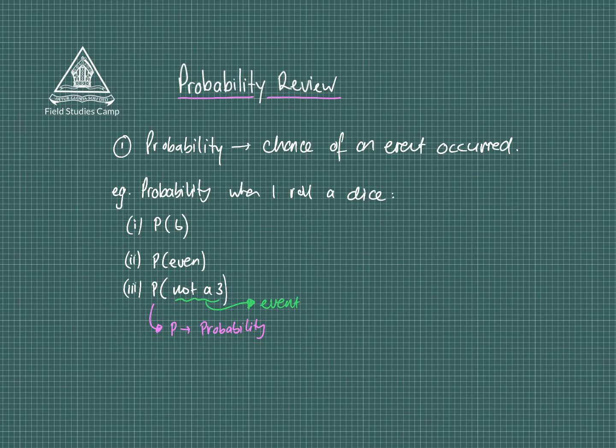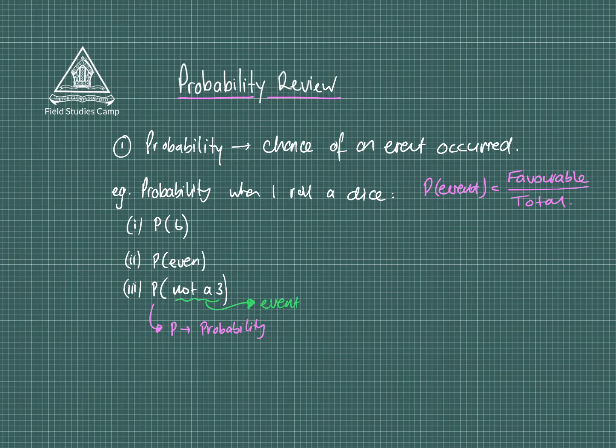Now, if I want to answer that first one, hopefully we remember that we can find the probability of an event by saying the number of favorable outcomes divided by the number of total outcomes.